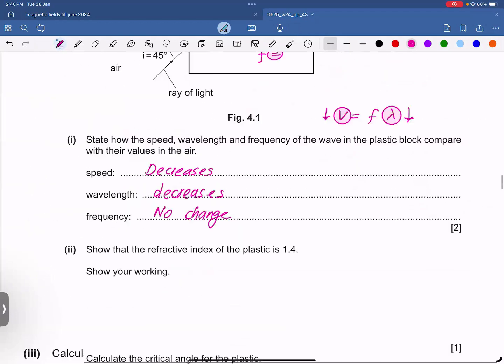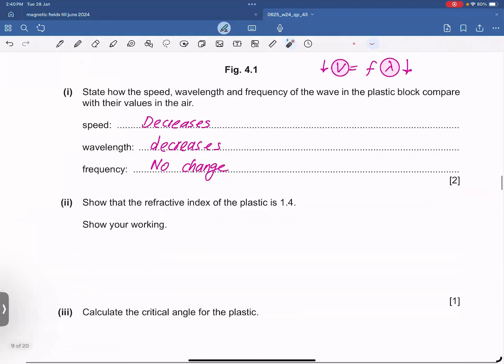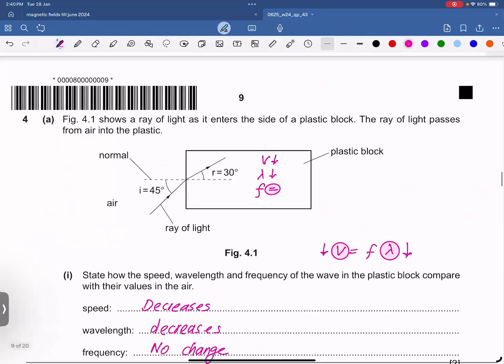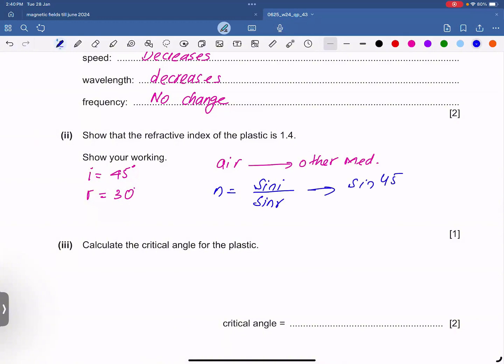Refractive index. So go back to the question. The incident angle is 45 and refraction is 30. Take them down. I is 45, r is 30. Whenever light goes from air to any other medium, what you have to do, dear students, is n equals sine i over sine r. You substitute the values: sine 45 over sine 30.